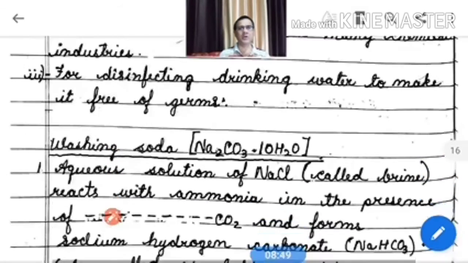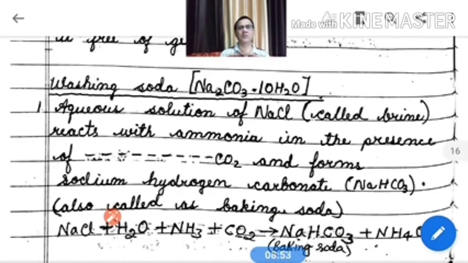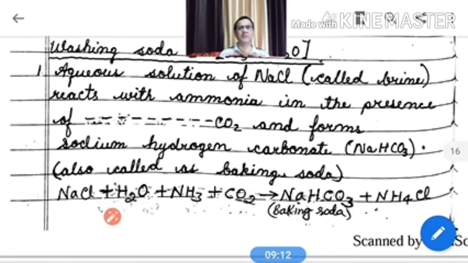Our next compound, which is obtained from sodium chloride, is washing soda. Washing soda chemical formula is Na2CO3.10H2O, and it is called sodium carbonate decahydrate. Now this washing soda, when it is prepared, is prepared in 3 steps.